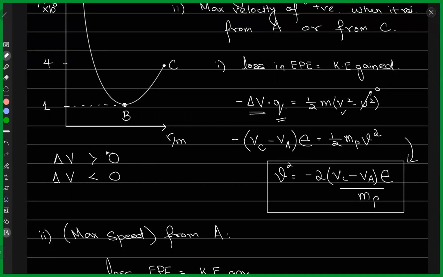So if delta V is greater than 0, that means it gained potential, right? Because the final potential is larger than the initial potential, means it gained potential. And if it is less than 0, then it's lost. It lost potential, because the final potential would be less than the initial value. That's why we have this thing.